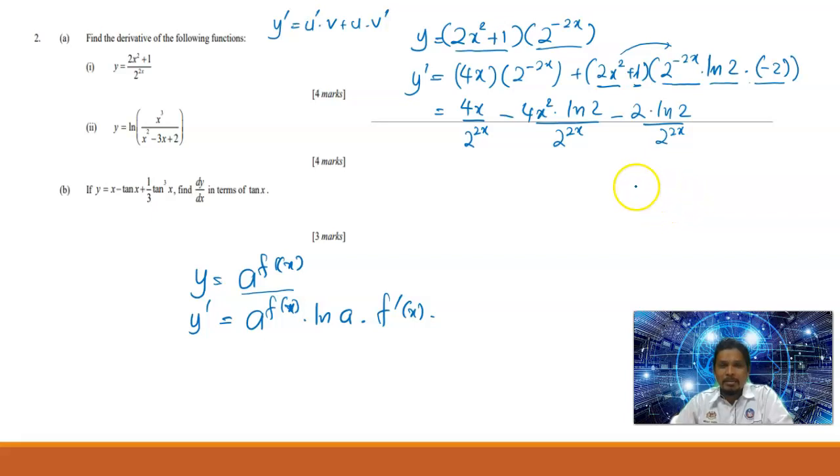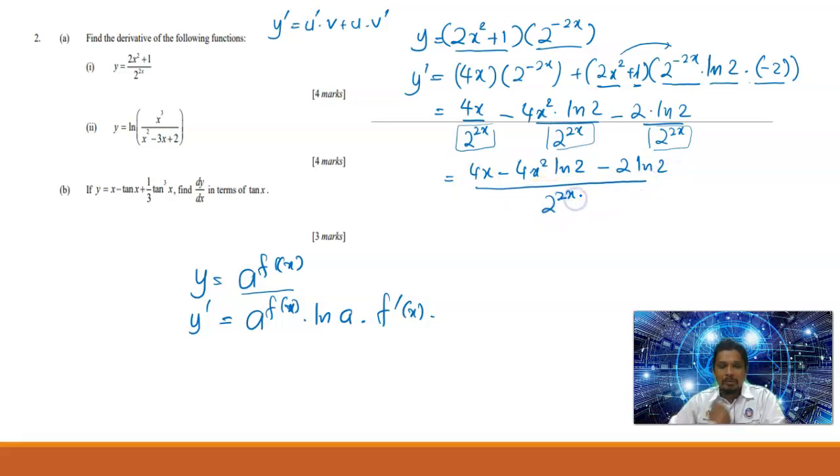Okay, so simplifying all this, it's going to give you, look at the denominator, all of this with 2 to the power of 2x, am I right? All with 2 to the power of 2x. So then 4x minus 4x squared natural log of 2 minus 2 natural log of 2. And everything divided by 2 to the power of 2x.